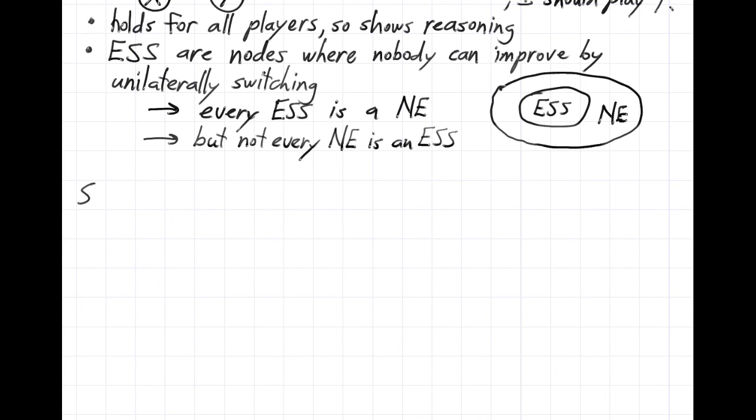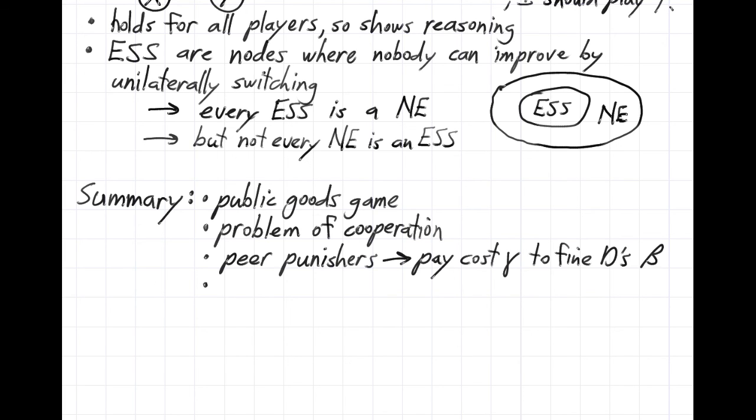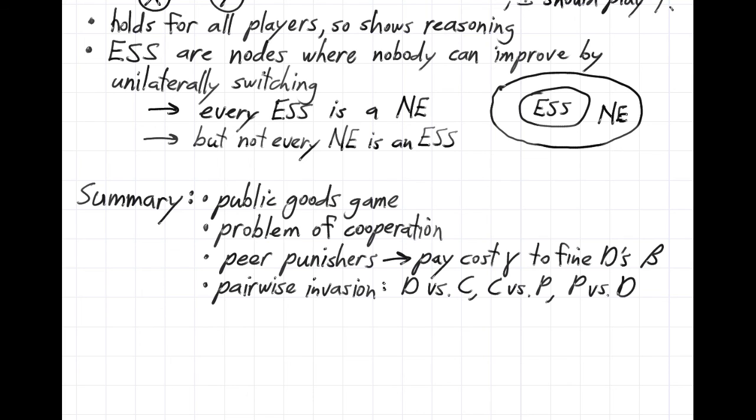Okay, that was a lot of material. Let's just review. We talked about public goods games, which let us set up the problem of cooperation. We introduced peer punishers to see if they could stabilize cooperation, and they pay a cost gamma to fine defectors by an amount beta. Then we looked at pairwise invasion between these pairs of pure populations or strategies, D versus C, C versus P, and P versus D. That gave us the preferences along the edges of our graph, which let us draw the full pairwise invasion graph.